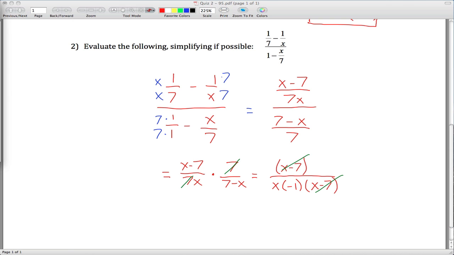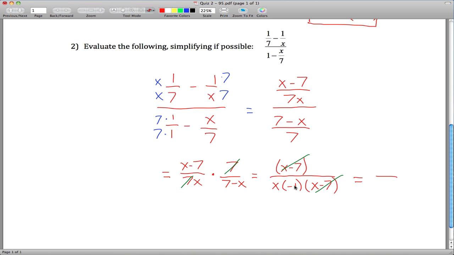And so things simplified kind of nicely here. We're just left with the 1 up top and an x times negative 1 on the bottom. I kind of like having the negatives up on the top, so I'd write it like this and call that the solution. And so that is the end of quiz 2.